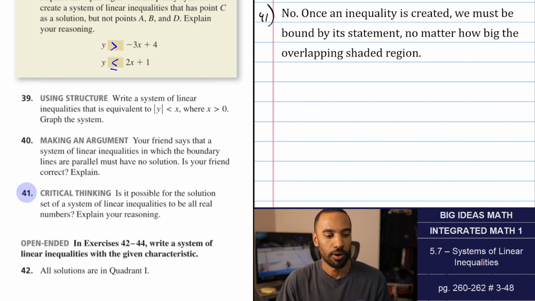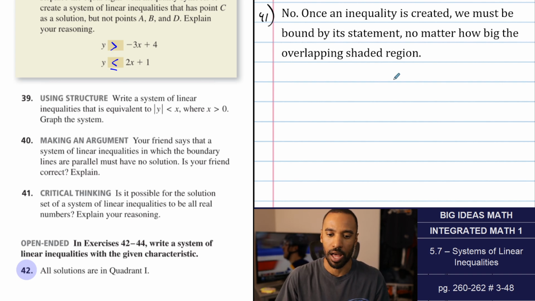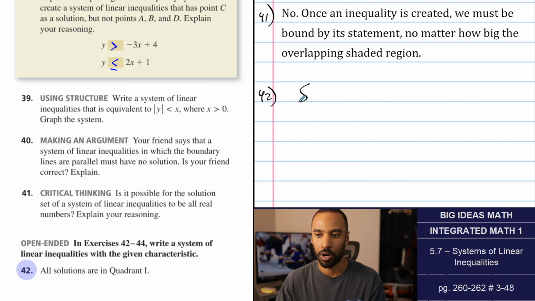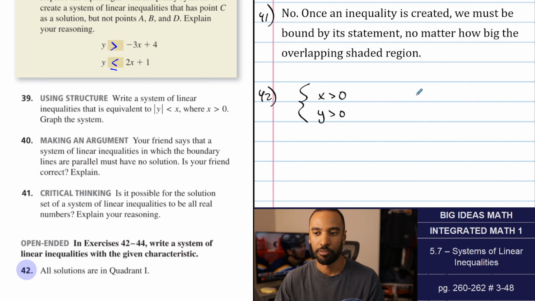All right, 42 to 44 says, write a system of linear inequalities with the given characteristic. Number 42, all solutions are in quadrant 1. Well, that's kind of what I was doing a lot of on the previous, it says write a system. Oh, I thought it says write the system. So on number 42, if they're all in quadrant 1, that's kind of like what I was doing with the word problems, but being in quadrant 1 also means not being on the axes. So I could do something like this for number 42.